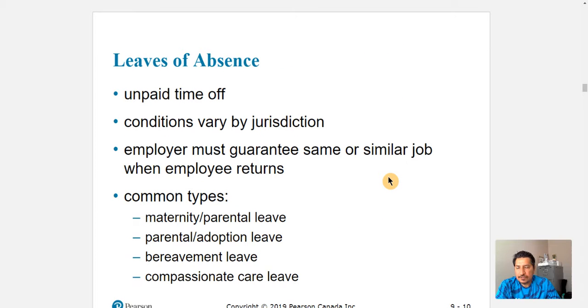Leaves of absence are unpaid time off. People need a break for loved ones, for family members, or maybe for education reasons, to upgrade their own skills. So they apply for a leave of absence, which is unpaid time off. Conditions vary by jurisdiction. The employer must guarantee the same or similar job when the employee returns. Common types: maternity leave, parental leave, parental adoption leave, bereavement leave, compassionate care leave.